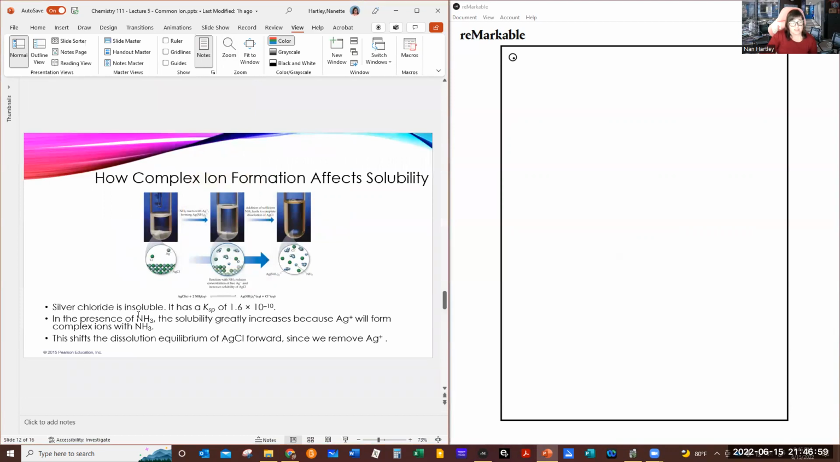Silver chloride is insoluble, has a Ksp of 1.6 times 10 to the minus 10. In the presence of NH3, solubility will greatly increase because Ag+ forms that ion, and therefore the Cl- is more soluble. This shifts the dissolution equilibrium of AgCl forward since we remove the Ag+. Okay, I said all of those happy, lovely words. Hopefully we understand them.